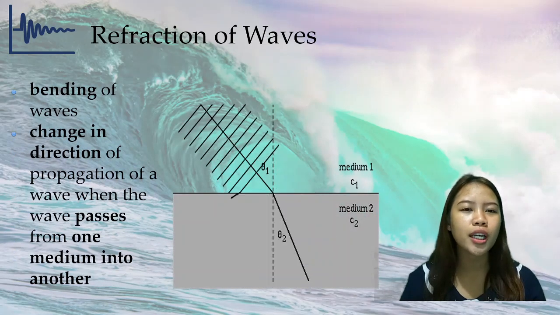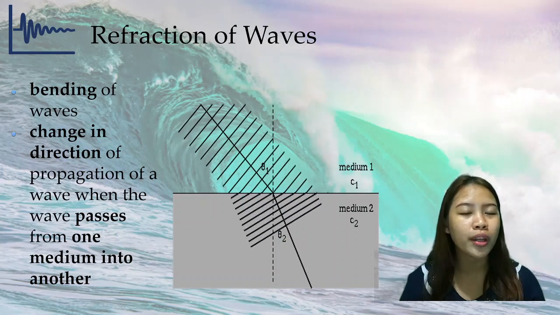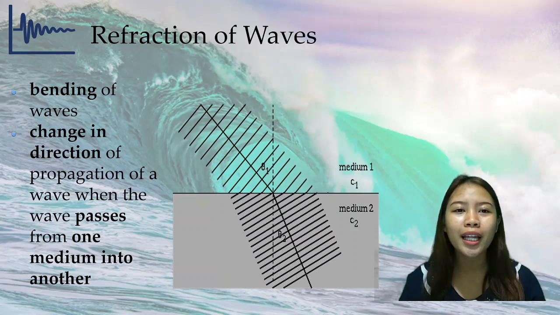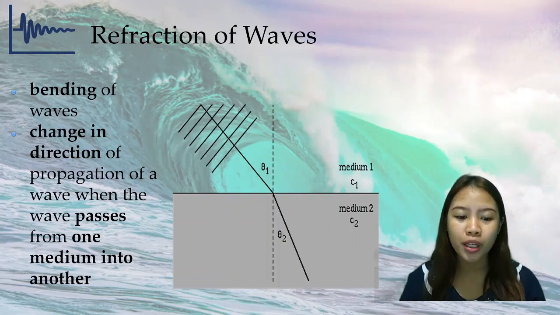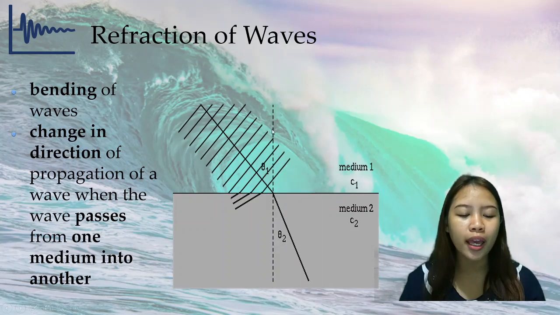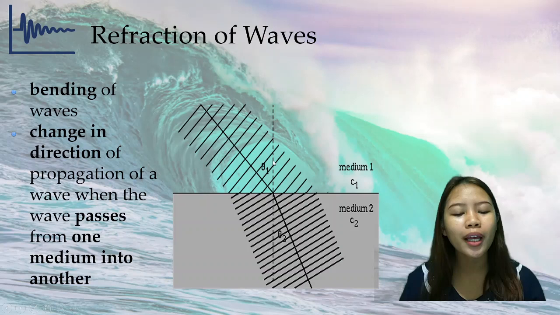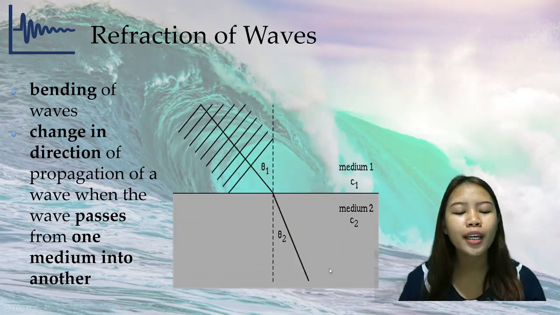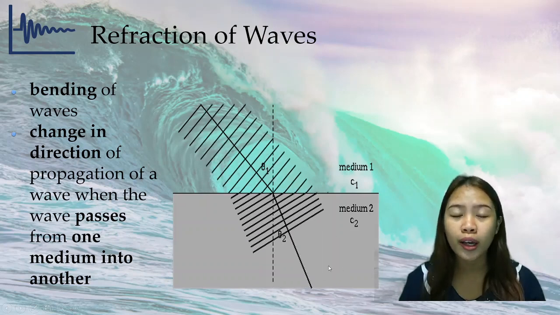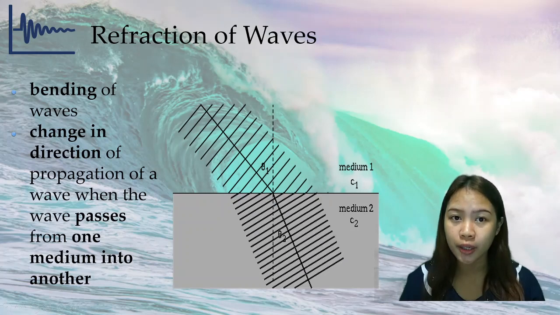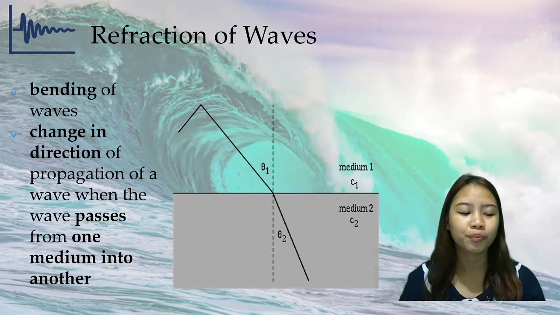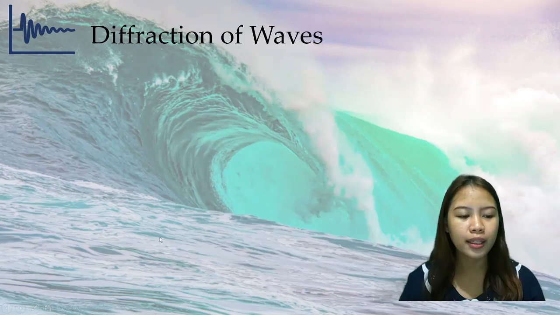Next, for the refraction, this is the bending of waves. There is a change in direction whenever the wave enters a different medium. Let's say this is the air and this is the water. Once the wave enters a different medium, it will change its angle and even its velocity.